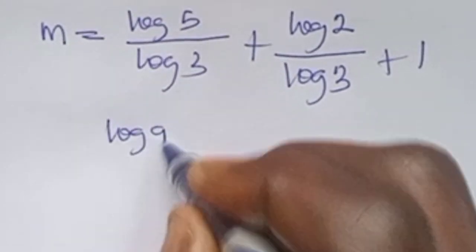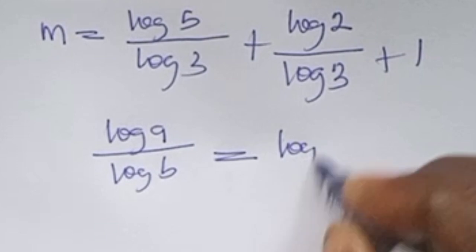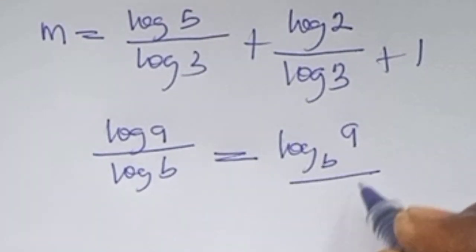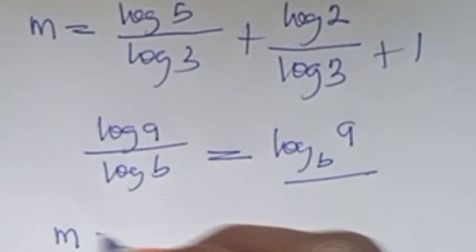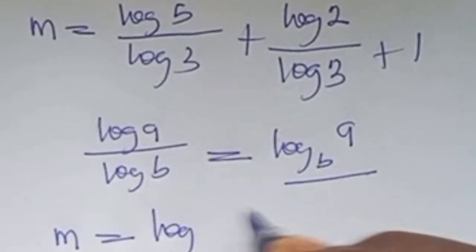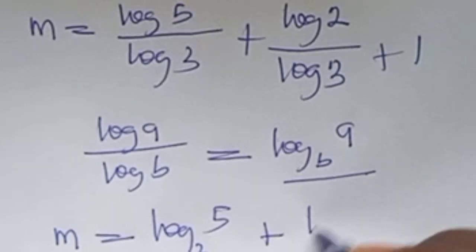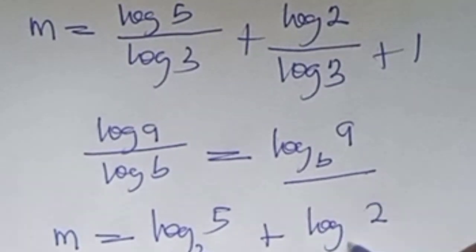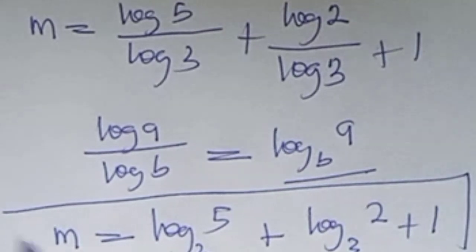But log A over log B can be written as log A base B. So that here we have m will be equal to log 5 base 3 plus log 2 base 3 plus 1. And this is the value for m.